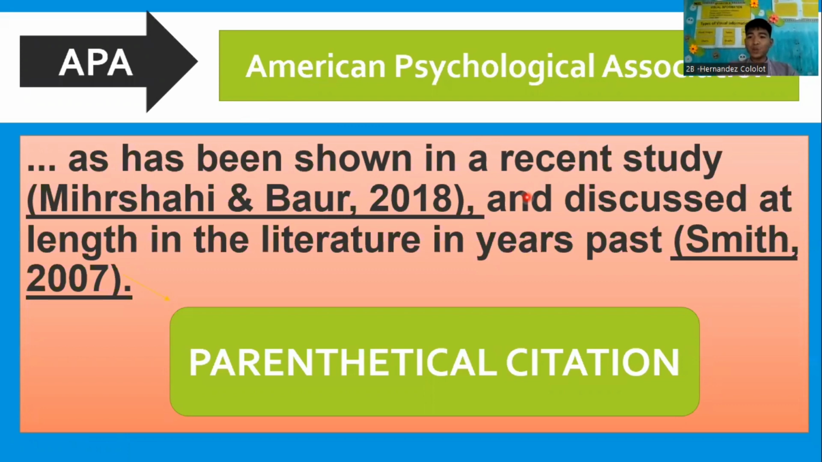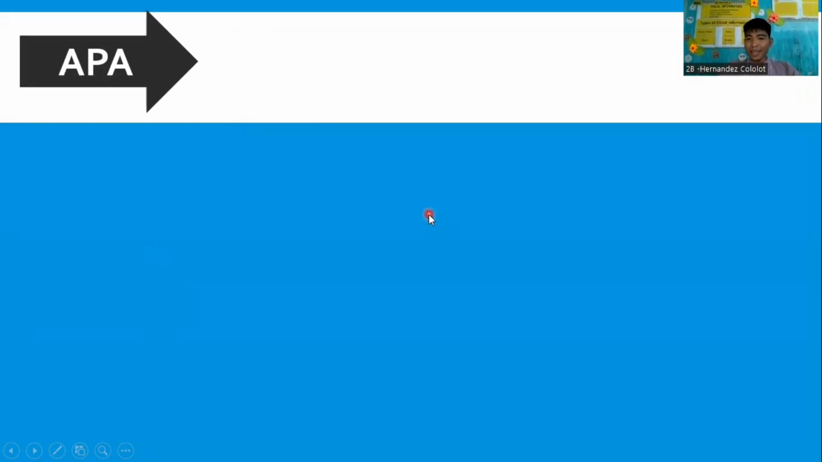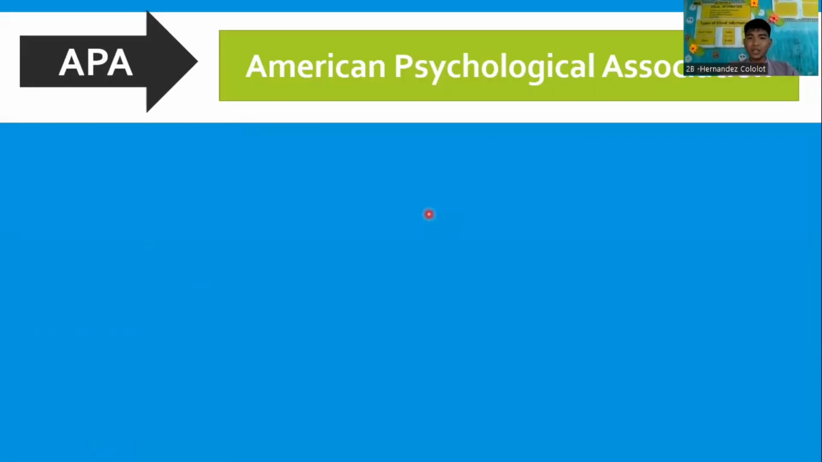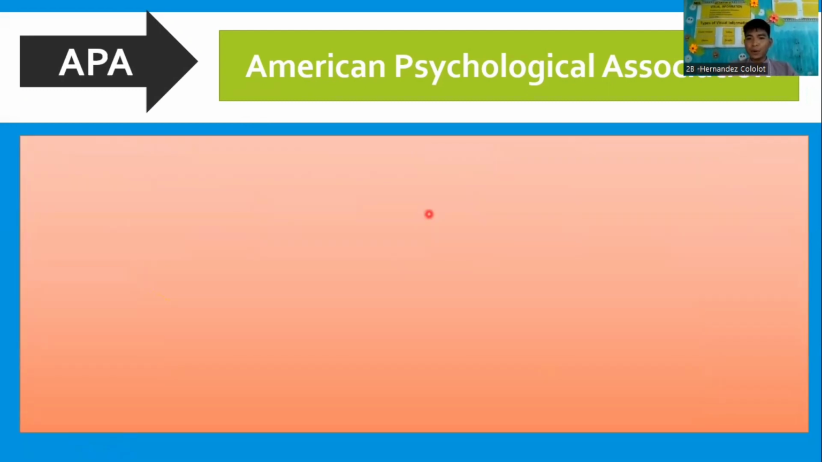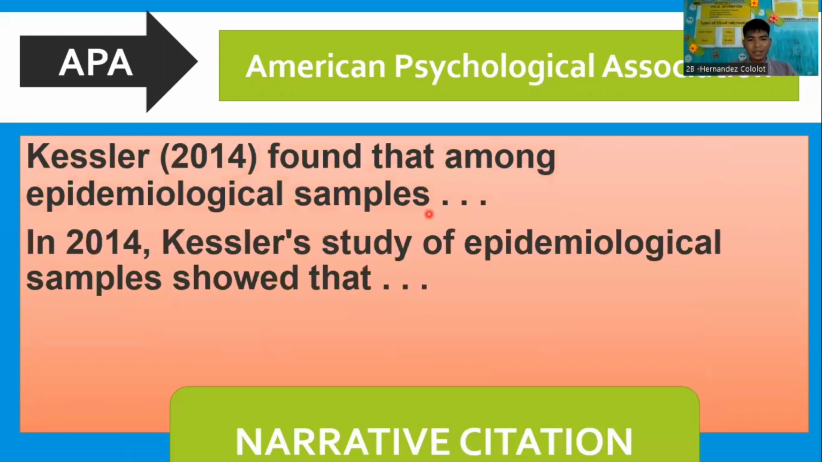Okay, so here there are two ideas being presented. A recent study by Mershahi and Bauer in 2018, and the second idea being presented is according to Smith in 2007, and this is a good example of parenthetical citation because it involves a parenthesis. Now let's move on to the second form of citation using American Psychological Association, or APA. It is the so-called narrative citation.